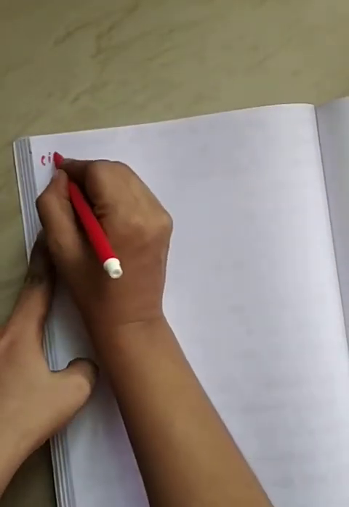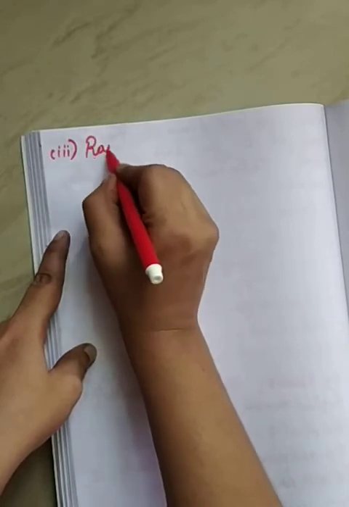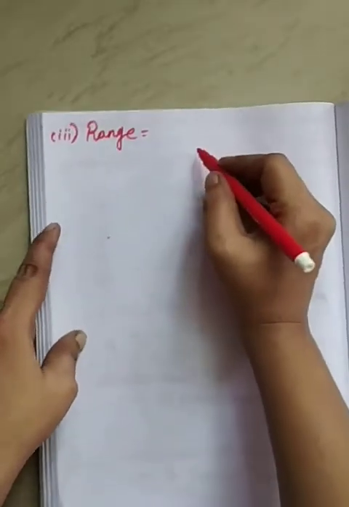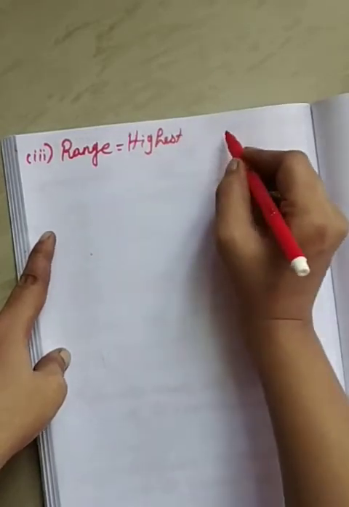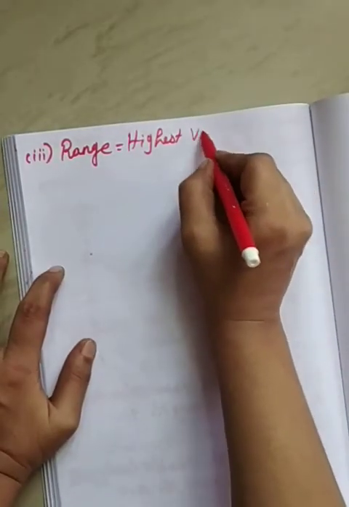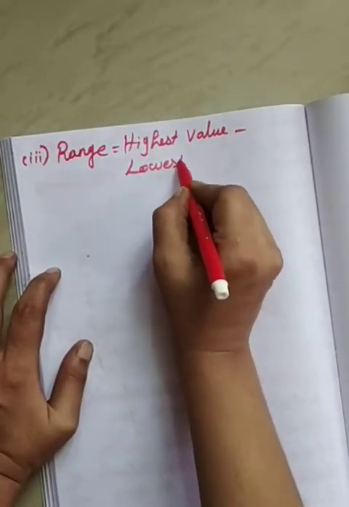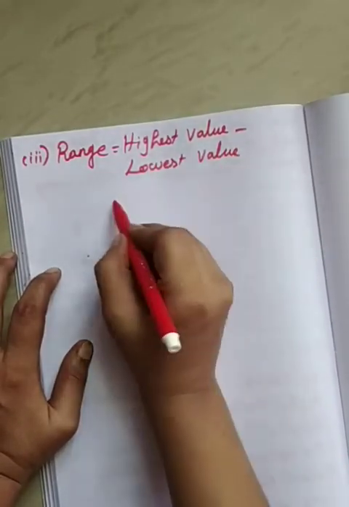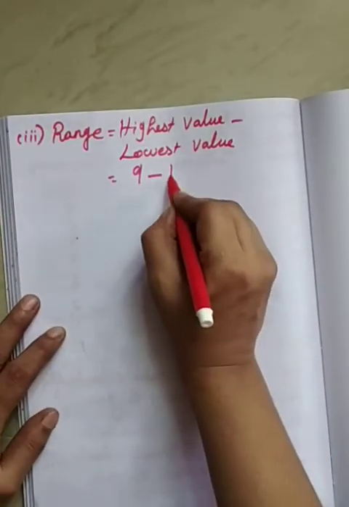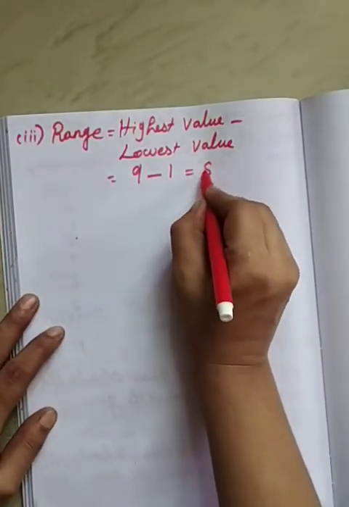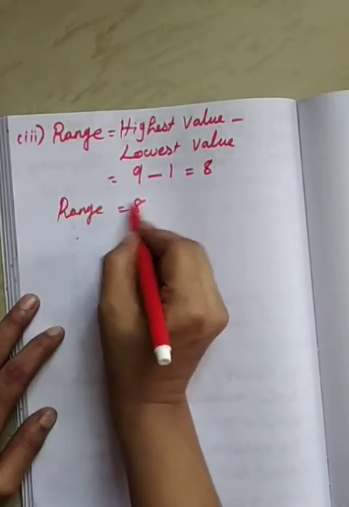Okay, now see the third one. What is the third one? Find out the range. Okay, we know that range is equal to, what is the formula? Highest value minus lowest value. Okay, what is the highest value? 9 minus lowest value 1. 9 minus 1, 8. So range equals 8.